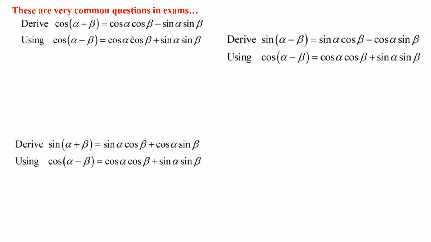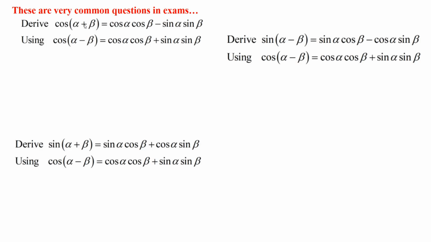Okay, these are very common questions in exams. They say derive the cosine of alpha plus beta, this formula here, but you're supposed to use this one that we just learned. The cosine of alpha minus beta is equal to cos alpha cos beta plus sine alpha sine beta. Well, the big trick here with this first one is if you're going to use this thing, we have to make this into a subtraction.